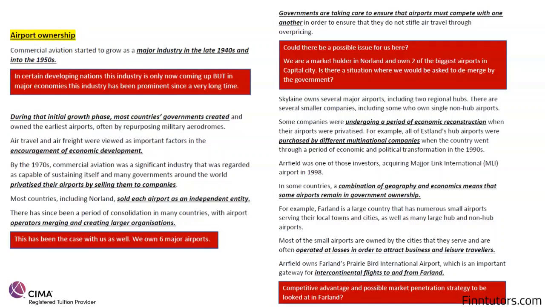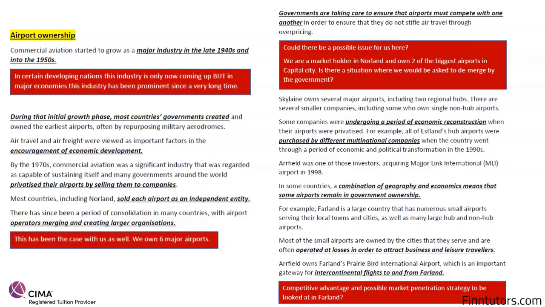During that initial growth phase, most countries' governments created airports by themselves. So governments owned airports. Air travel and air freight were viewed as important factors in encouragement of economic development. By the late 1970s, these airports were starting to get privatized.